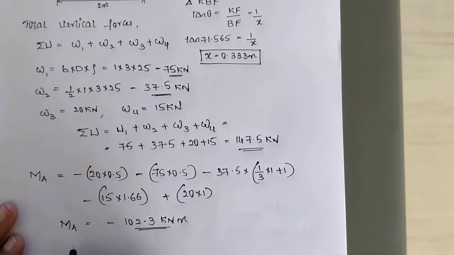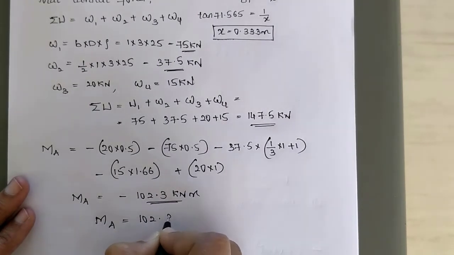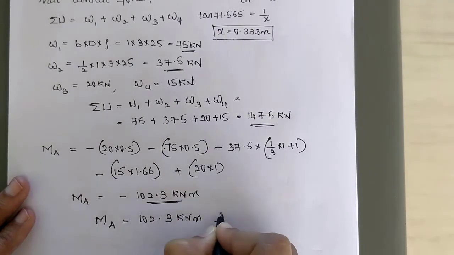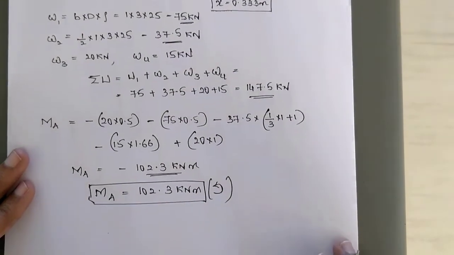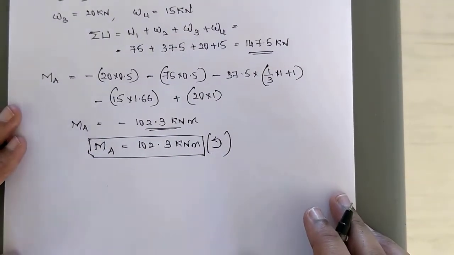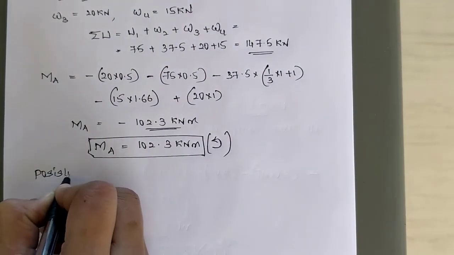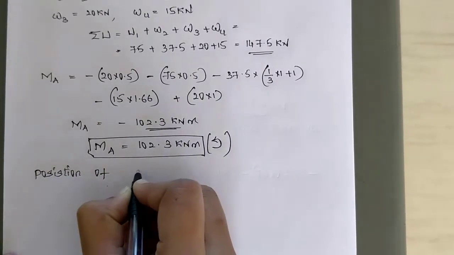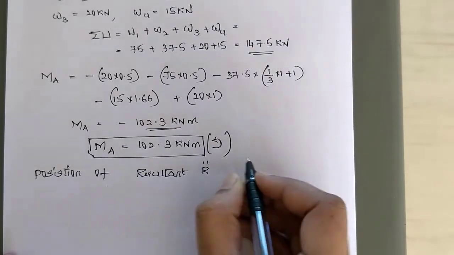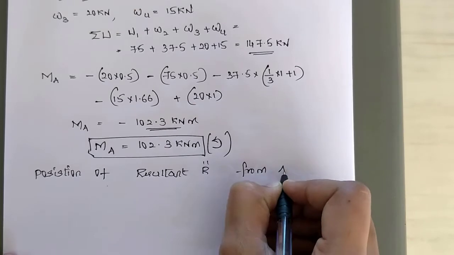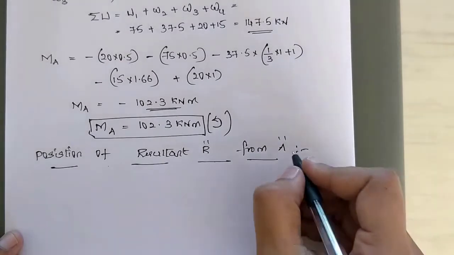The moment is what? Anti-clockwise moment. Then MA will be equal to 102.3 kilonewton meter, it is anti-clockwise. This is your MA. Once you calculate that MA value, you need to calculate the position of resultant R from A. We need to calculate the position of resultant R from point A.